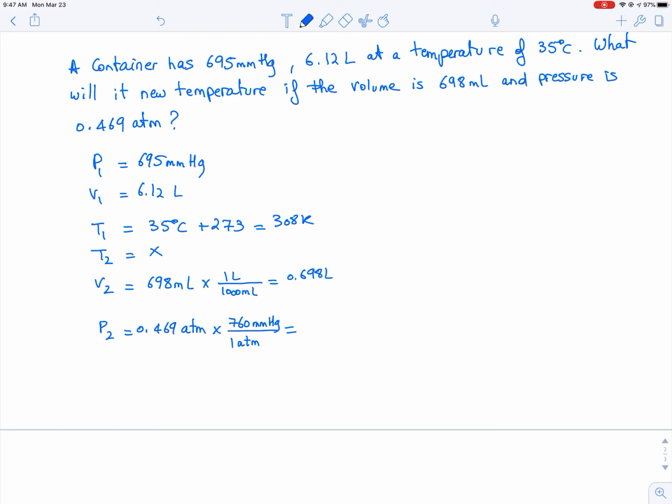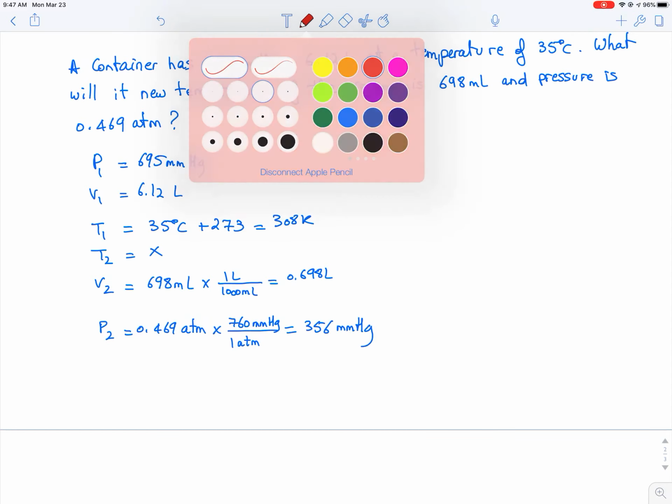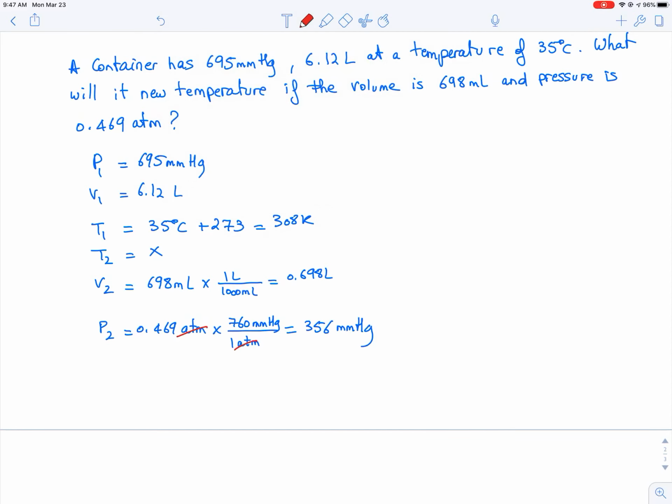So I'm going to go ahead and do 0.469 times 760, and that is 356 millimeter mercury. So that's what I meant when I was talking about being consistent with the units. Okay, so now you have millimeter mercury here, you have millimeter mercury here, you have liters here, and you have liters here. Okay, all right.